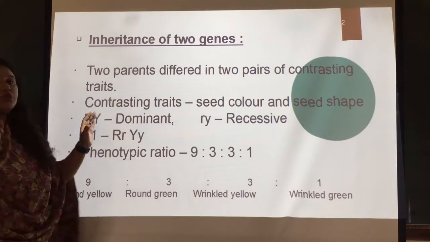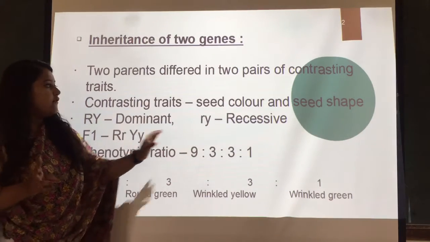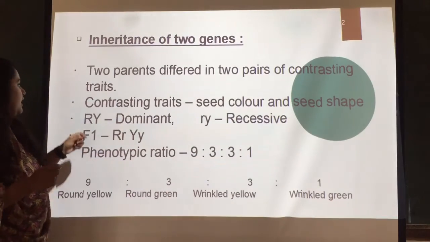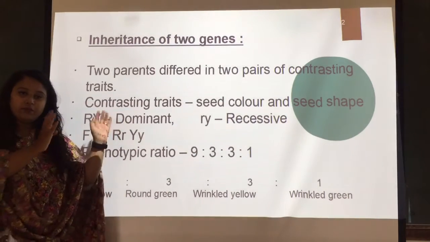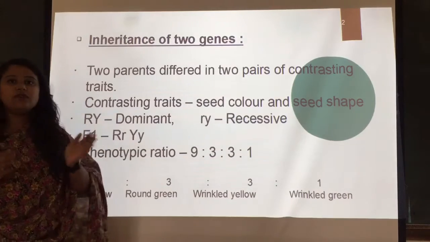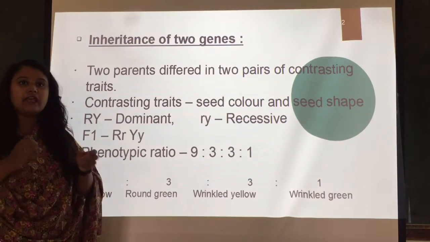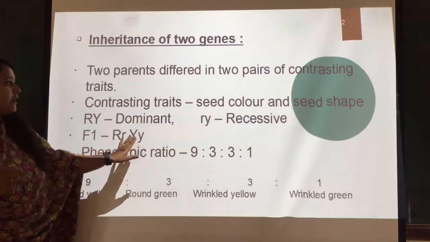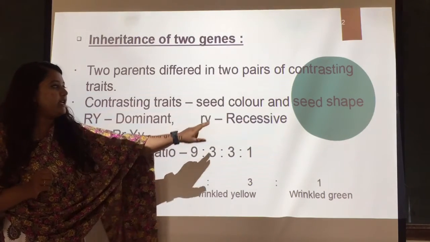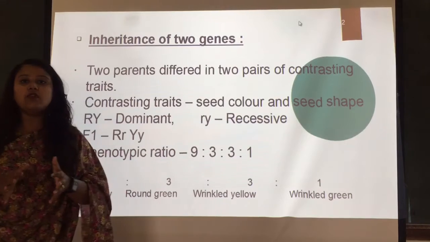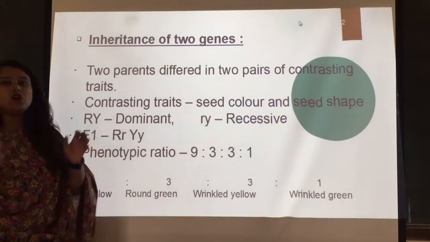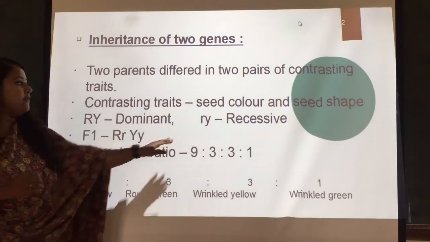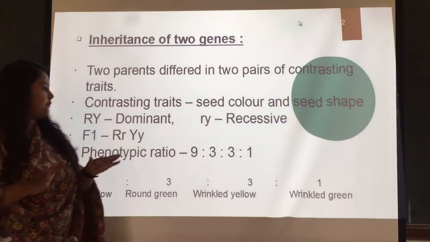So we are going to take two different types of genes. One is for the seed color and the second one is for the seed shape, right? Here, after this slide, when we see the next example, the gametes where capital RY will be the dominant one, and where it is small y, it will be the recessive one. As you all know, dominant means it is dominant over the recessive one. That means the dominant expresses and the recessive does not express, right?